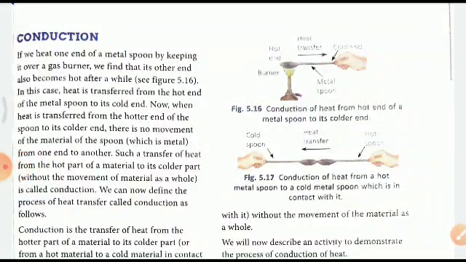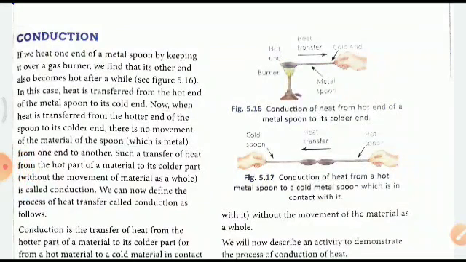I welcome you all to this session of physics, and we are still on the chapter heat. In my previous two sessions, we have seen what is heat, what are the various units of heat, and what are the various thermometers which are used. Now we are on to the transfer of heat, and we have seen the three types of transfers: conduction, convection, and radiation. Now it's time to study them in detail, right?